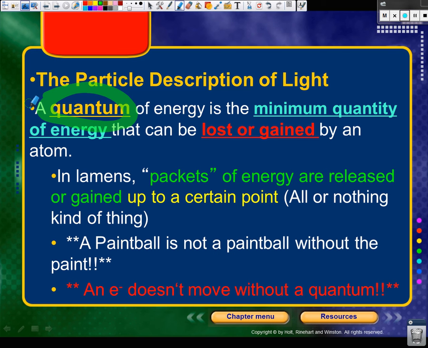So in layman's terms, it is packets of energy that are released or gained up to a certain point. It's all or nothing. You either gain it or you don't. You either lose it or you don't. So again, it is a paintball. A paintball is not a paintball without the paint. So again, think about the paint as the quantum. Now, we're going to talk about what the paintball is in just a second.